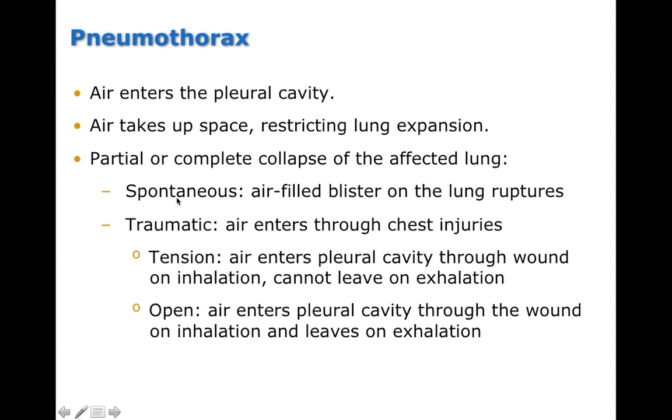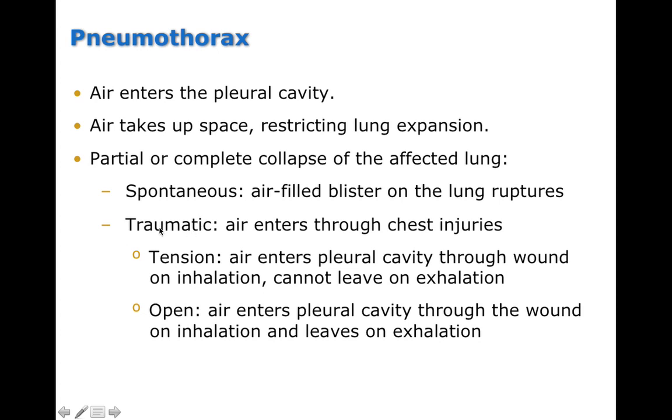Now if we call it spontaneous pneumothorax, what's really weird here is we're seeing that an air-filled blister on the lung ruptures. So the spontaneous pneumothorax is when air from within the lungs leaks outside of the lungs, and then that air starts to build up outside of the lung, which prevents proper lung expansion. That's spontaneous pneumothorax.